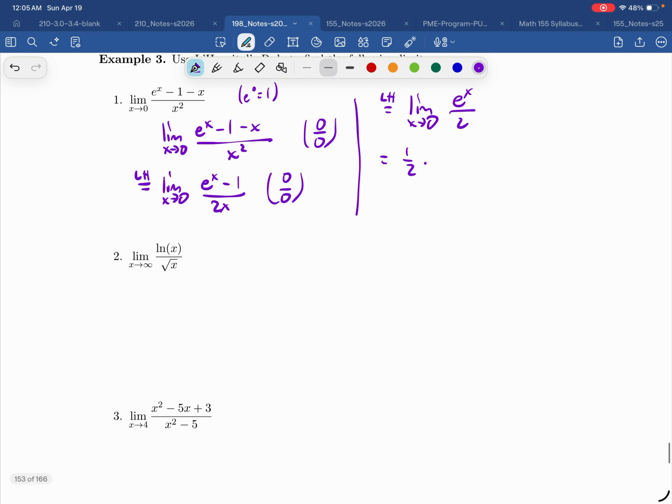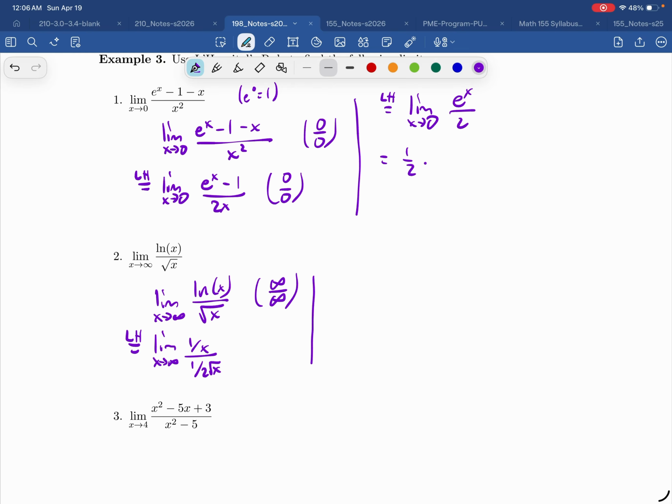For number 2, we have limit as x approaches infinity of ln of x over root x. And this is an interesting one, right? Which grows slower? They're both kind of slow-growing functions. Well, you might notice they do both equal infinity if you were to plug in big numbers of x, right? So we're going to use L'Hopital's rule. Derivative of the top over the derivative of the bottom. This is a little icky right here.